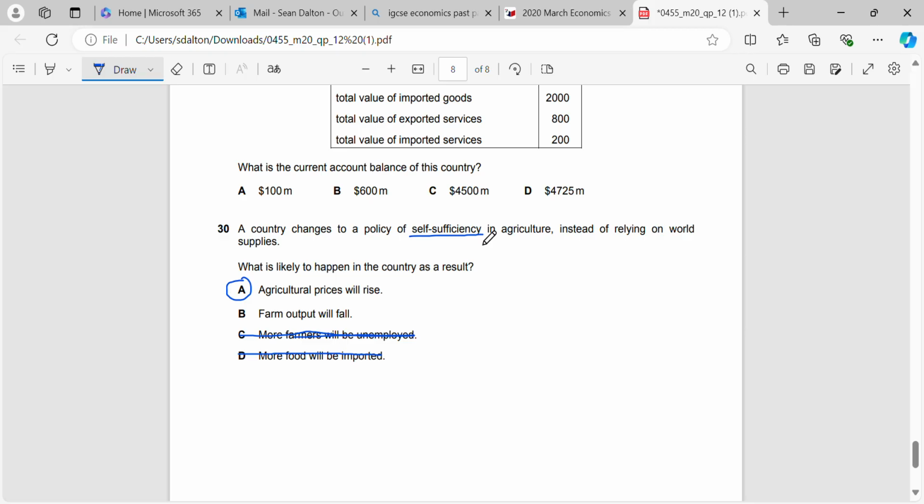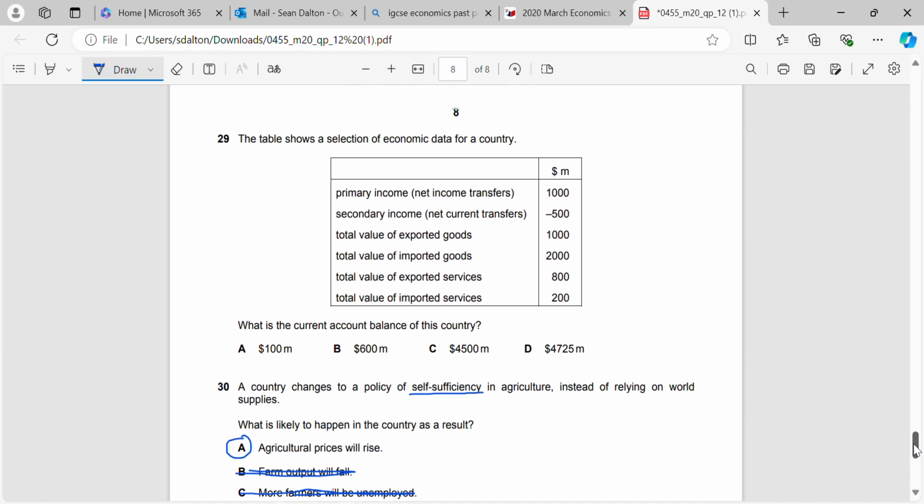And if you think about it, it makes sense, because if there's less being supplied, the price of it will increase, and at the same time the quantity that's being both demanded and sold will decrease, as there will be a lot more people who are making the agricultural products just for themselves. And farm output will fall is also wrong. The output may stay the same, it's just that the output may not be sold.